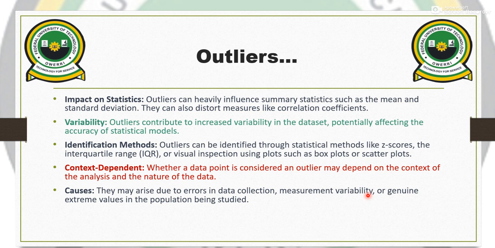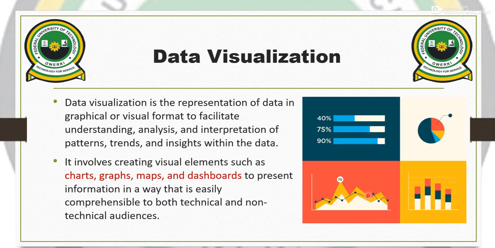Okay, causes of outliers. Outliers may arise due to errors in data collection, measurement variability, or genuine extreme values in the population that is being studied. Okay, three things that may cause outliers in the data are these: one is error in data collection, measurement variability, or genuine extreme values in the population that is being studied.